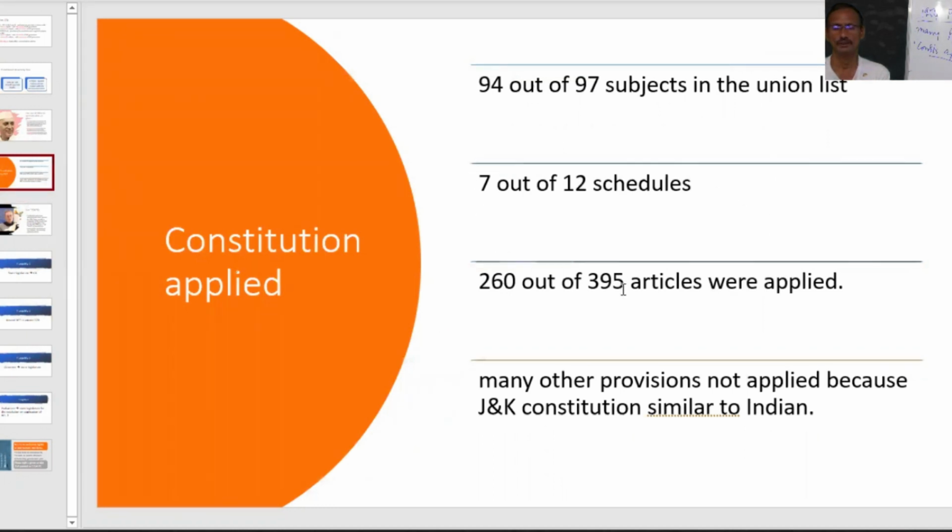You may think there are many provisions of the Indian Constitution not applied, but many other provisions are not applied because the Jammu and Kashmir Constitution is also similar to the Indian one. So there was no need to apply more than what was applied because of the similarity. Jammu and Kashmir's Constitution is framed along similar lines to the Indian Constitution.